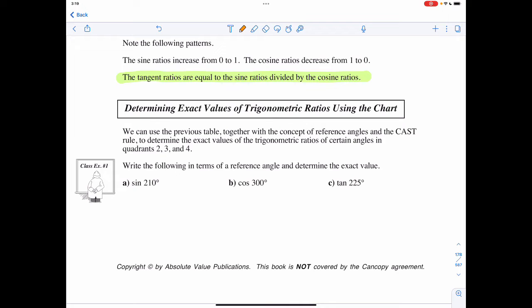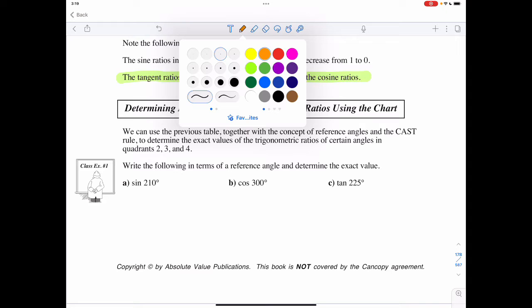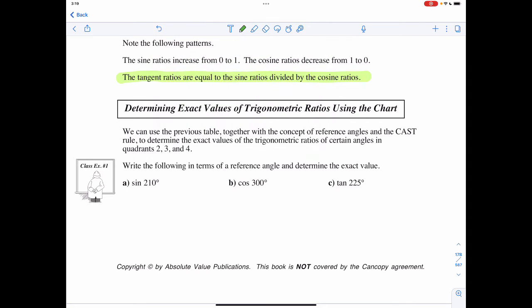That means that based on the reference angle and what quadrant it exists in, I can state what the exact ratio is going to be, like what we were doing in the previous lessons. If I have sine of 210, that's going to exist in quadrant 3. In quadrant 3, sine is negative.